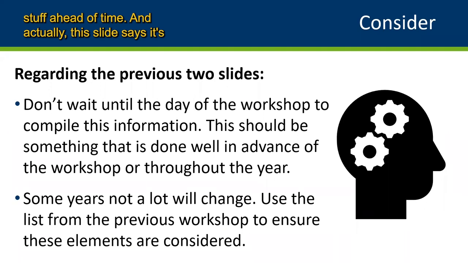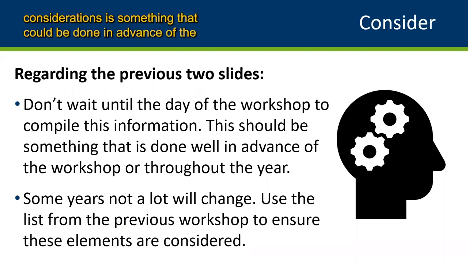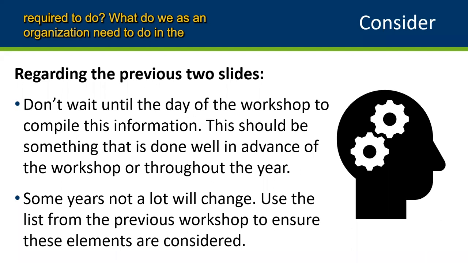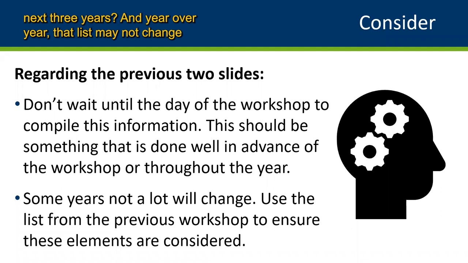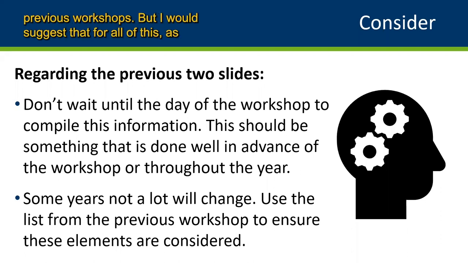And actually, this slide says it's regarding the previous two slides, but honestly, everything we've talked about for assessing vulnerability and assessing all of the preparedness priority considerations is something that could be done in advance of the workshop. And you could have people compile, what are we required to do? What do we as an organization need to do in the next 3 years? And year over year, that list may not change because they're going to have the same accreditation standards, a lot of the same grant funding standards, or if they're on a 5-year grant cycle. So you could use your list from previous workshops.